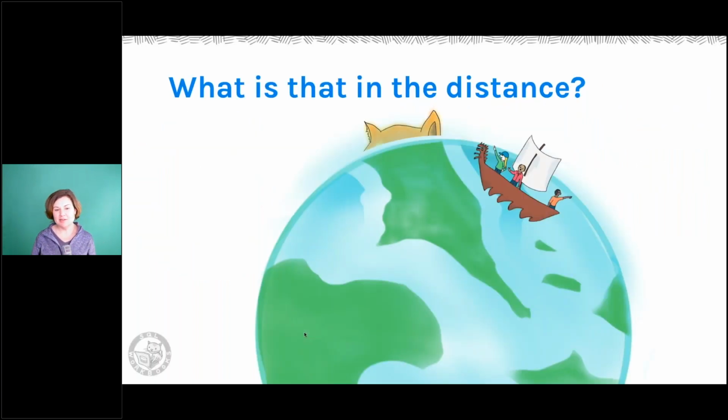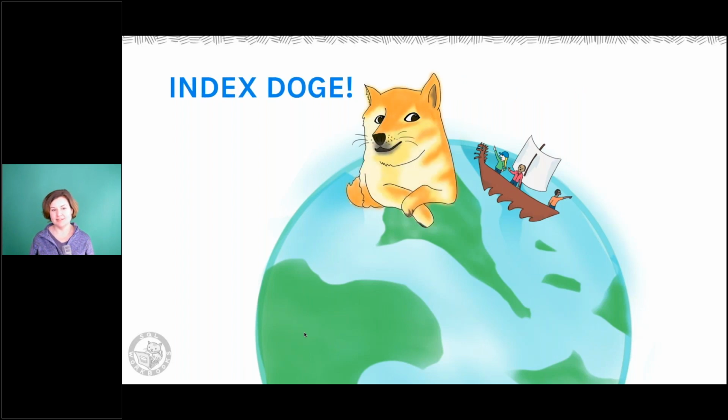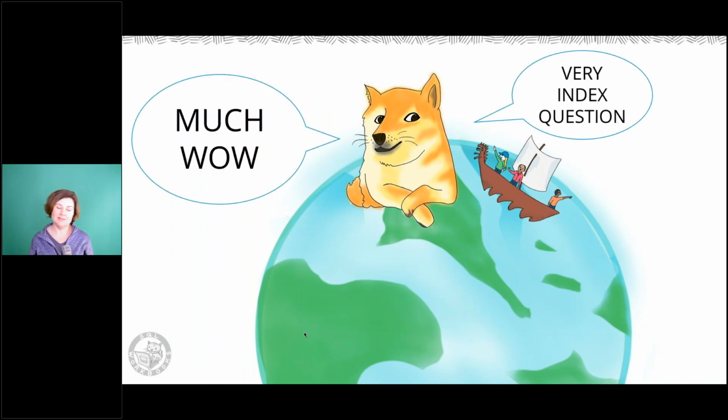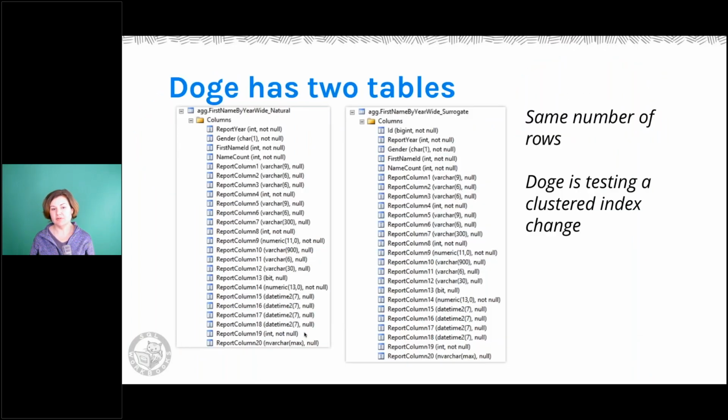So we continue journeying on around the world of disk-based row store indexes, and we encounter index Doge, a meme so old, but I just can't stop using it. So we've got a new index question, and the question is about two different tables. Let's say that Doge is a DBA, or a developer, it actually doesn't matter, but Doge is testing a clustered index change.